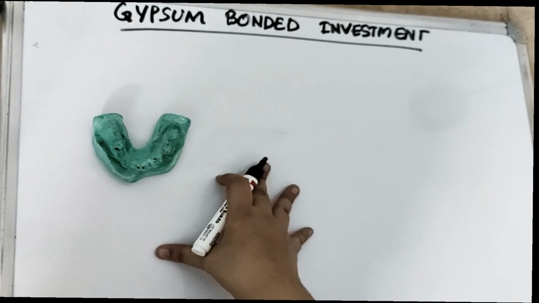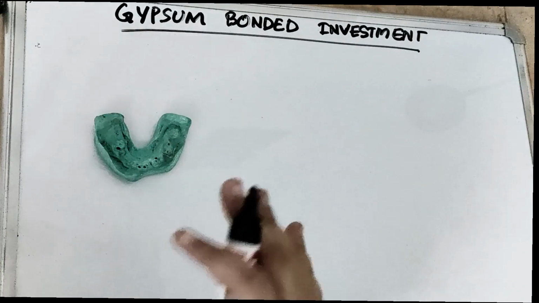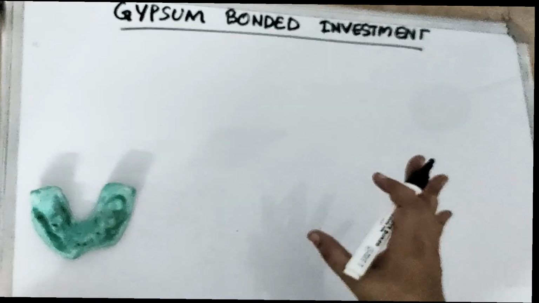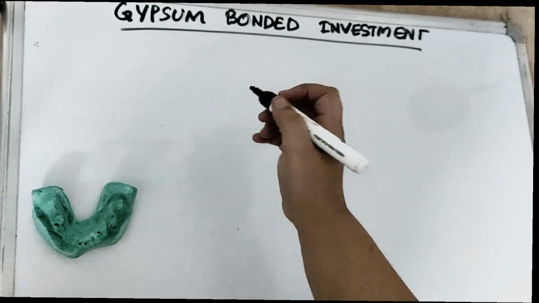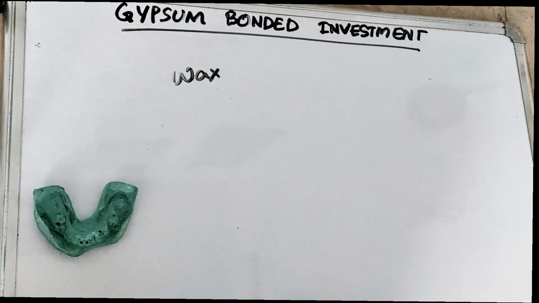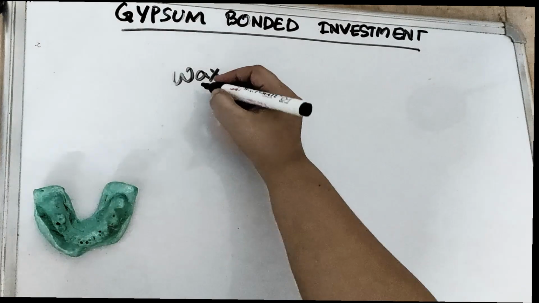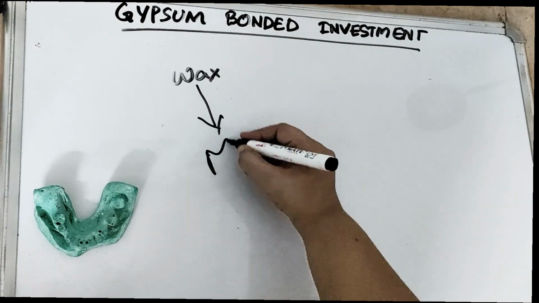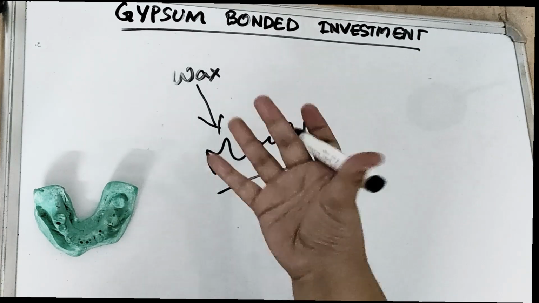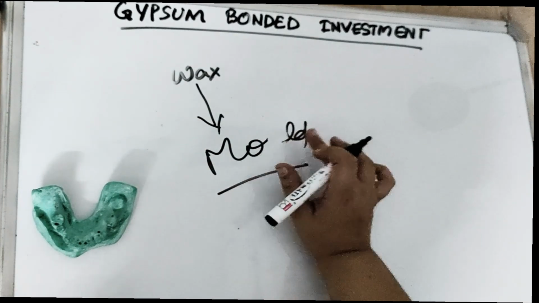How do we convert it? We are going to invest it. So what is the basic procedure? If you want to make anything out of metal, you basically build it with wax, and once you build it with wax, later on you are going to make a mold. All of you have seen what a mold is. A mold is basically a cavity.